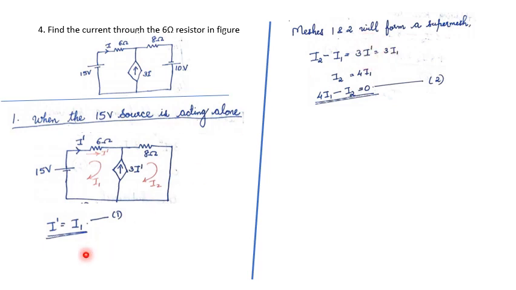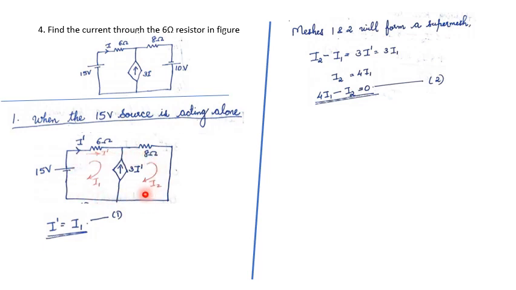I dash is I1 from the first equation, and rearranging, we get 4I1 minus I2 is equal to 0. This is equation number 2. Now we have to write the loop equation. We cannot write a loop equation for this loop because the voltage drop across this element is not known. So the only loop where we can apply KVL is this loop.